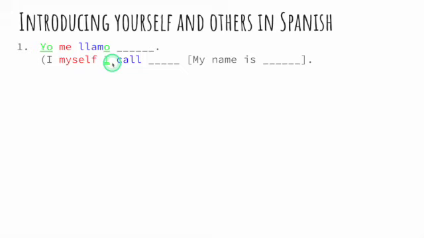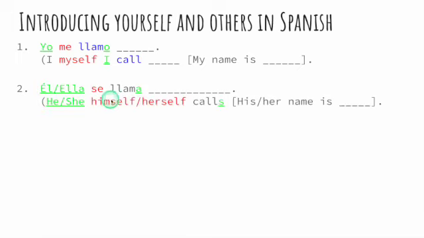Okay. All right. So I'm introducing myself. I'm going to say yo me llamo, Señor Ricks. If I'm introducing other people that are with me, if it's a male that I'm with, I would say él se llama, which literally means he calls himself. But the way we'd say it in English is his name is. If it's a female that I'm with, I'd say ella se llama. That ella means she, the se basically means herself, and the llama would mean calls.